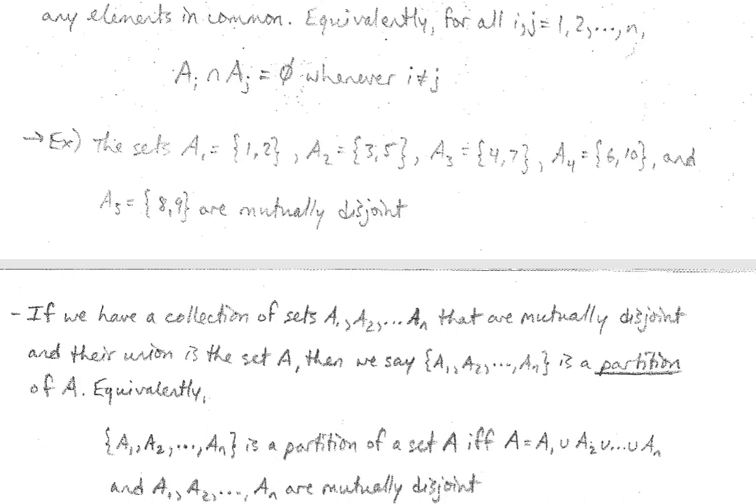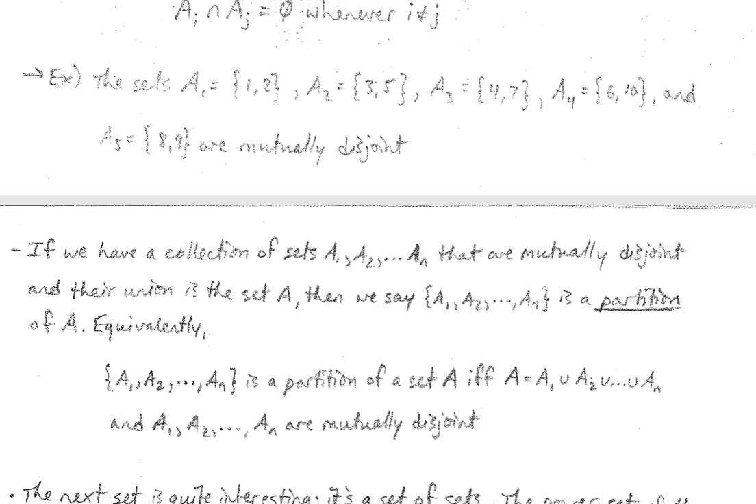Taking that definition of a group of sets being mutually disjoint and combining it with one other property, we get what's known as a partition. If we have a collection of sets that are mutually disjoint, and when you take the union of all these guys you get a set, which we'll label capital A, then we say that this collection of sets, which we put inside set brackets and separate by commas, is a partition of our set capital A.